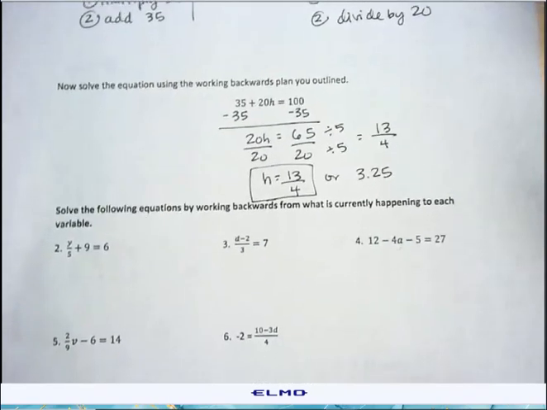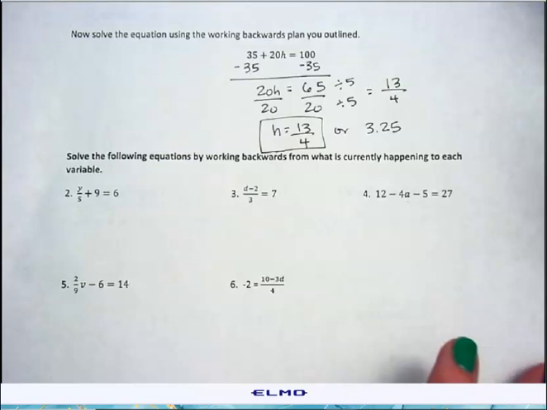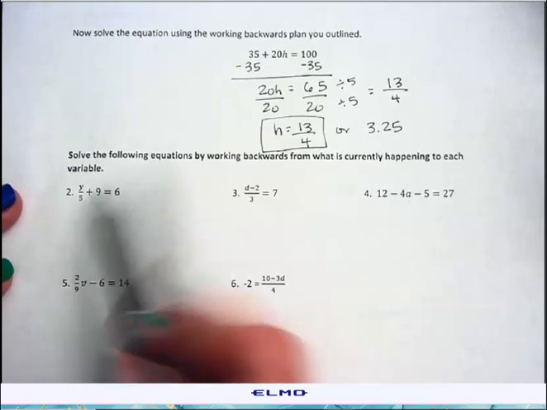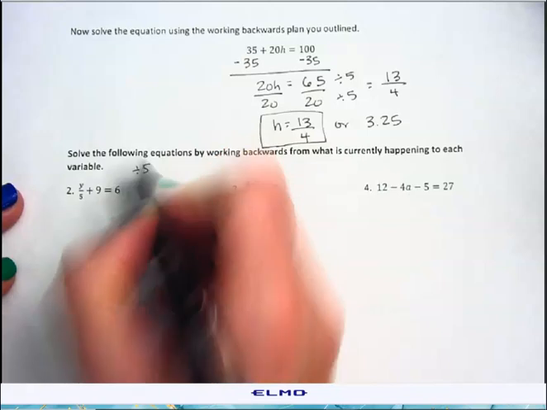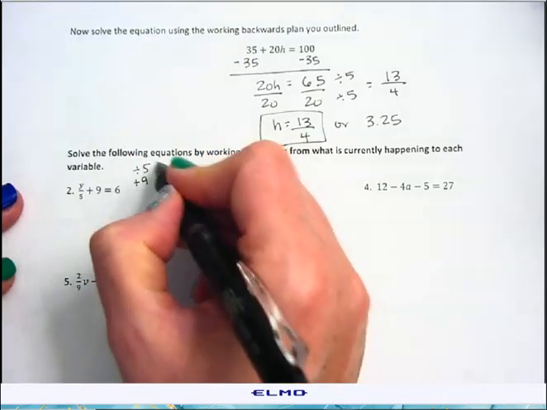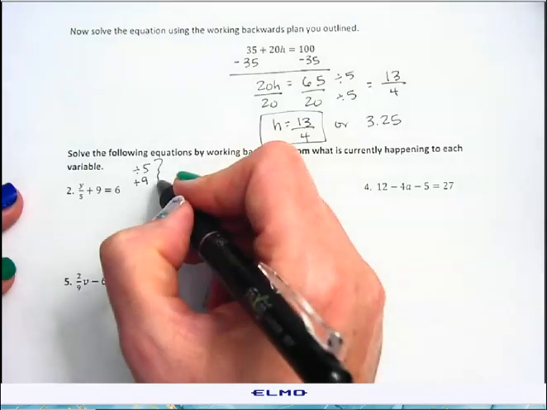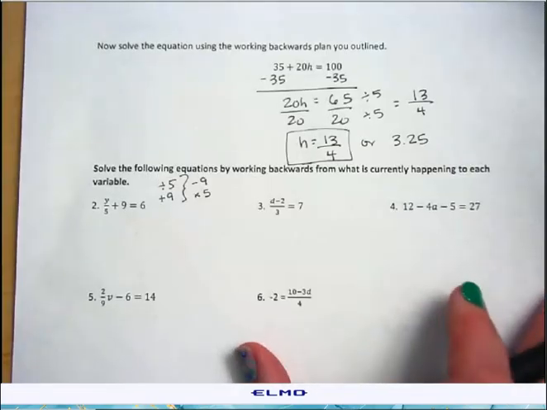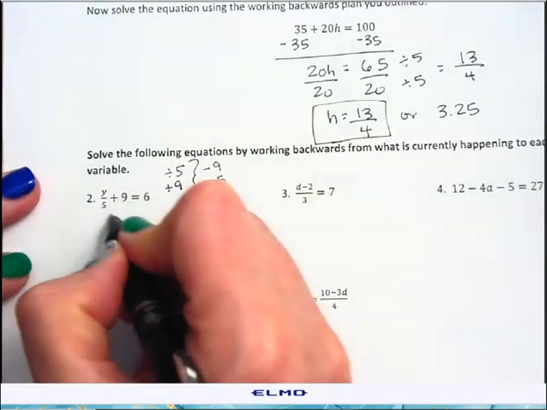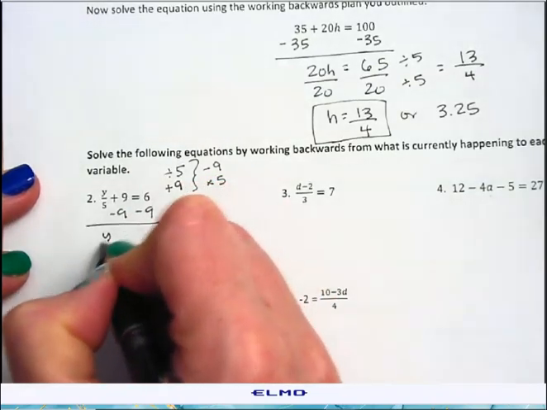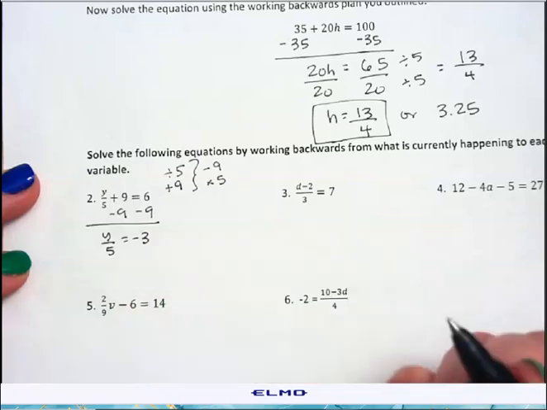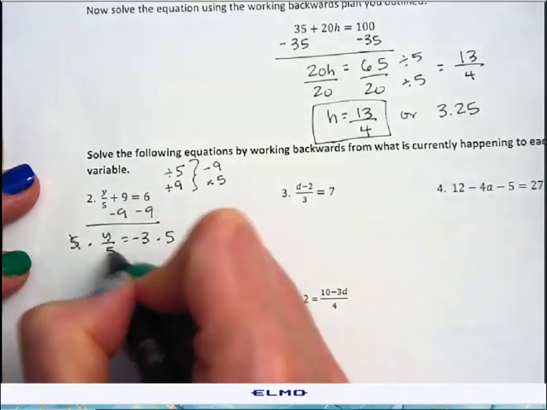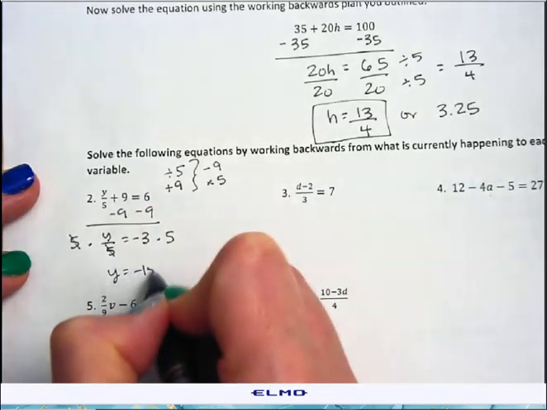So I'm going to work through these problems down here. On number 2, the first thing that's happening to the y is it's being divided by 5. And the second thing is add 9. So if we're going to work backwards and then do the opposite, we need to do minus 9, times 5 to the y. So subtract 9 to both sides. That gives me y over 5 equals negative 3. Now multiply both sides by 5. Times 5 cancels out divide by 5, and I have negative 15.